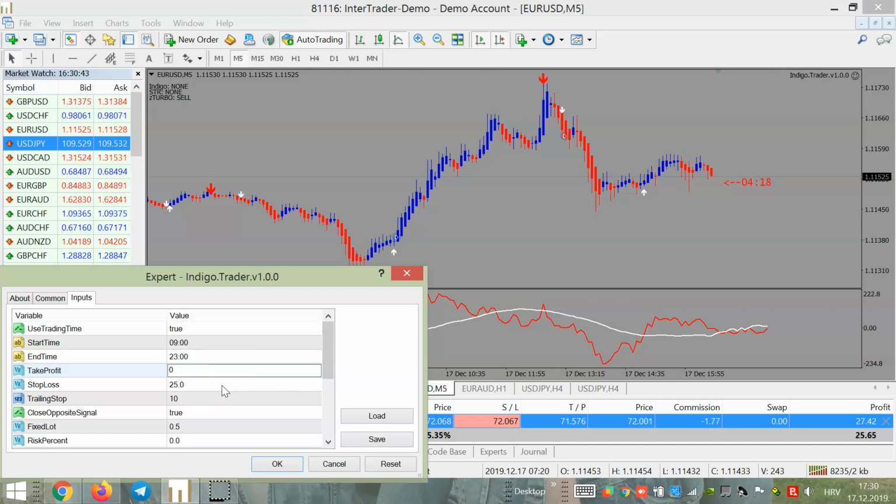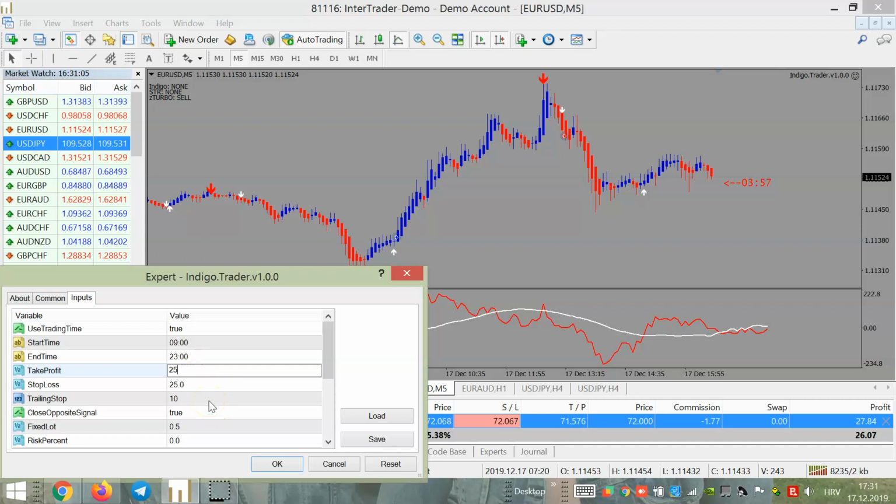Stop loss, it is also up to you. 25 pips, 10 pips, I cannot say, but it should be at least as much as the take profit. If you use take profit here, 25, let's say, then the stop loss should be at least the same.